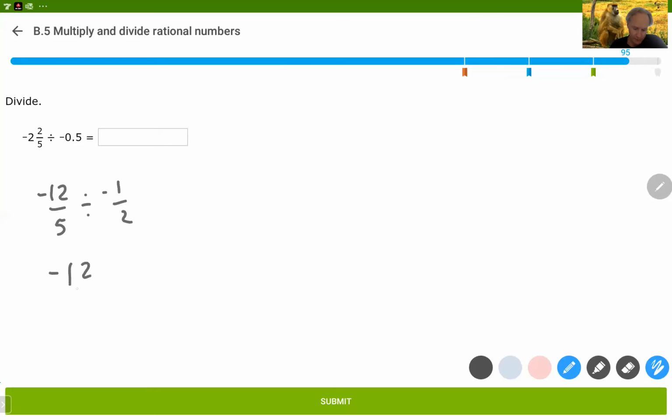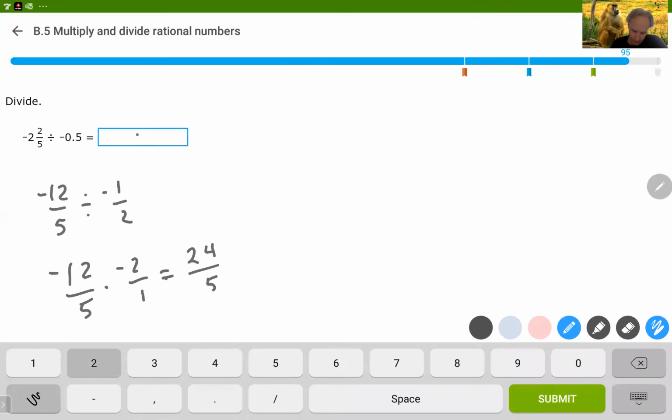That's negative 12 over 5. And I'm multiplying by the reciprocal, which is negative 2 over 1. And that is 24 over 5. I like that answer perfectly well. That is 24 over 5.